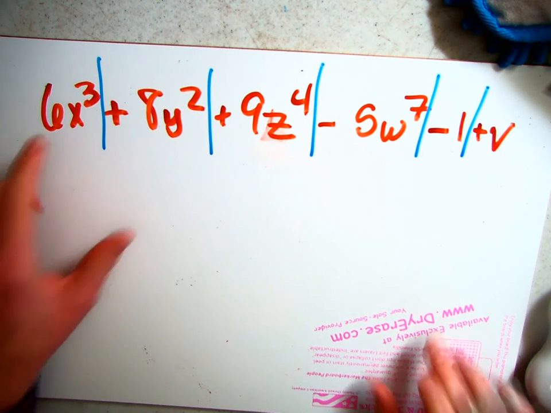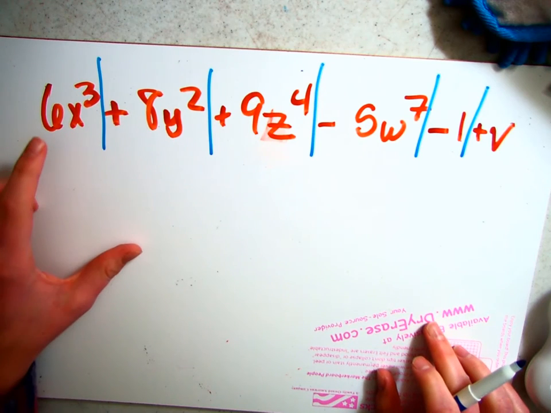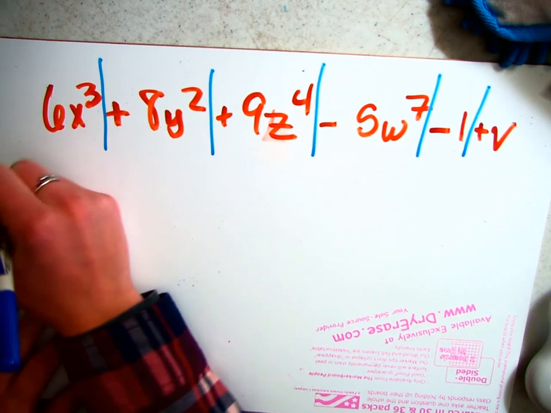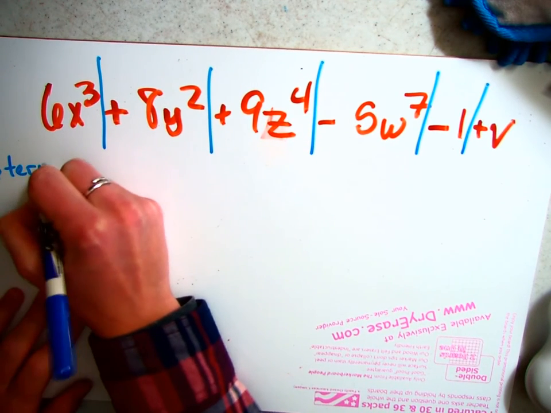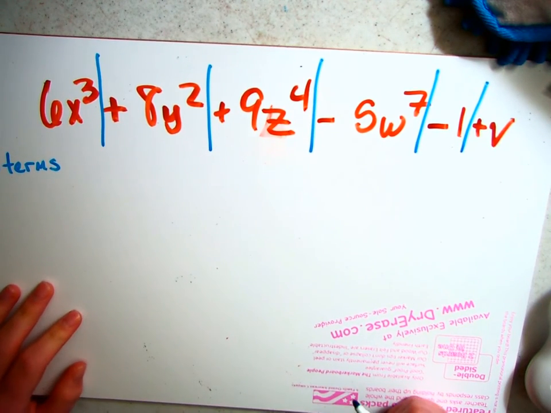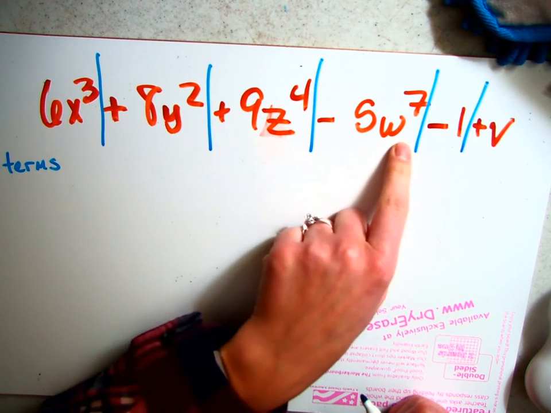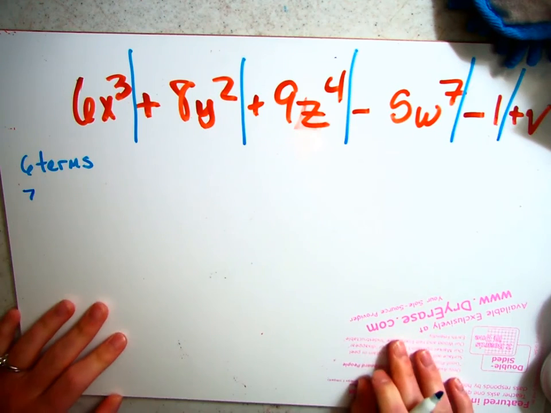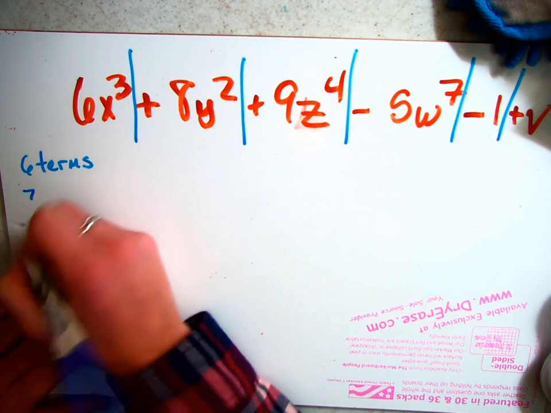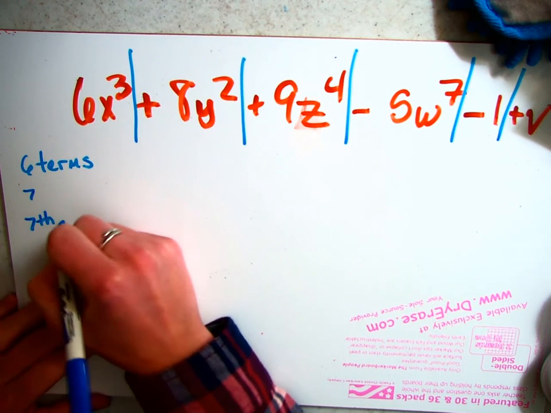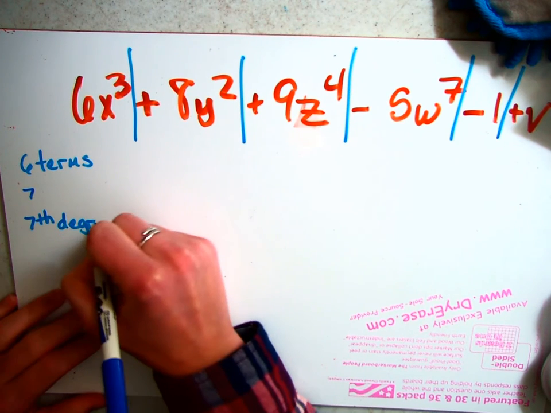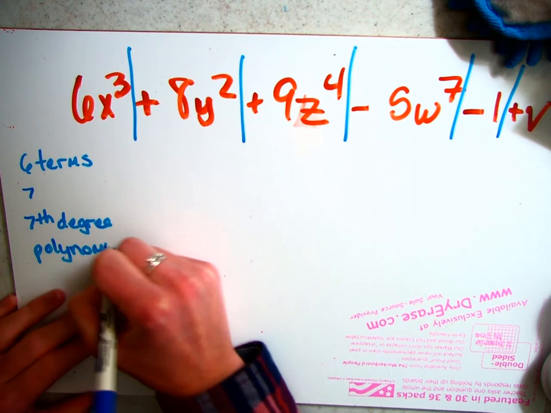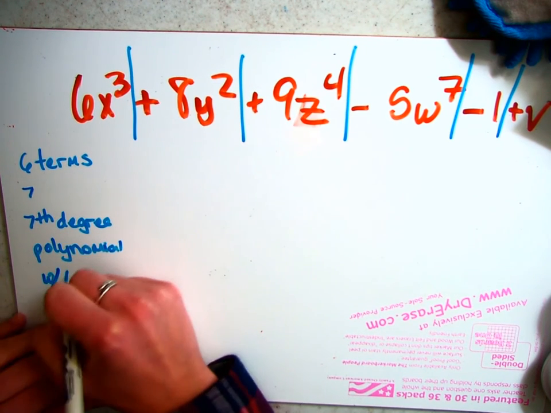In case you're interested, this would be a polynomial that has 1, 2, 3, 4, 5, 6 terms. And the biggest exponent is the 7. So if we were going to name this, quick review, I would say that this is a 7th degree polynomial with 6 terms.